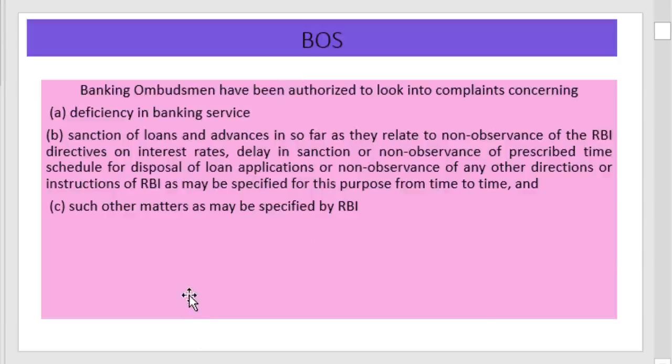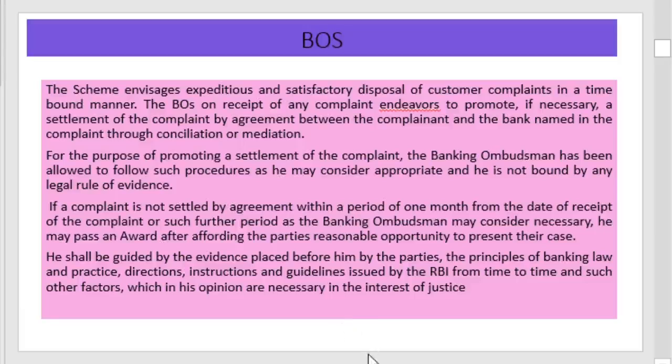The major areas of their functioning will be deficiency in banking services, and second, sanctions of loans and advances. Third, any other matter as may be specified. There is a list of grievances given by the scheme, and if our grievance comes under that list, we can approach the ombudsman. And the process of the banking ombudsman is like this.